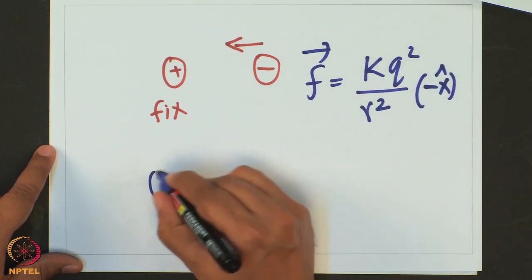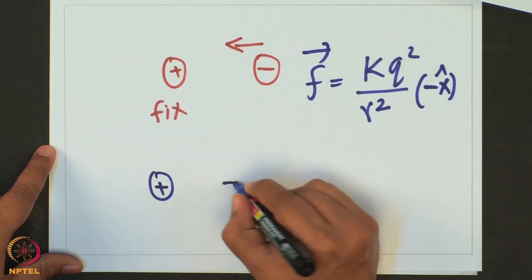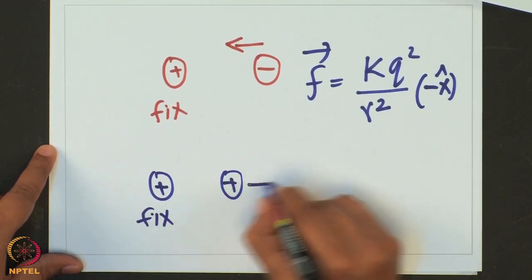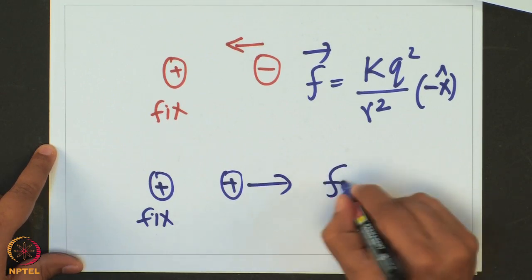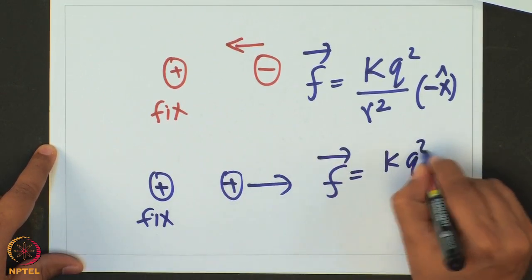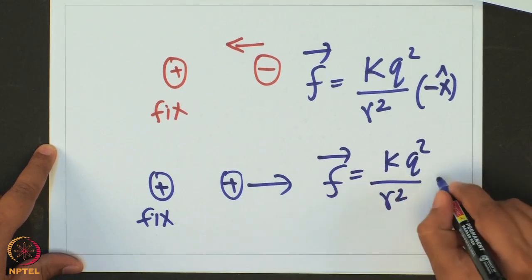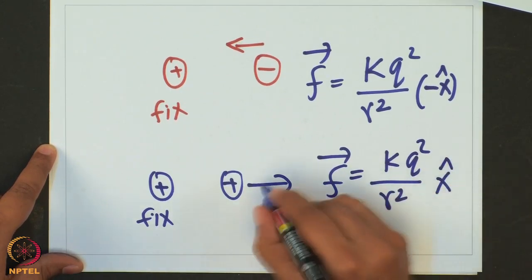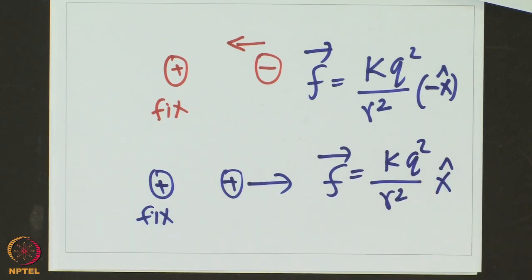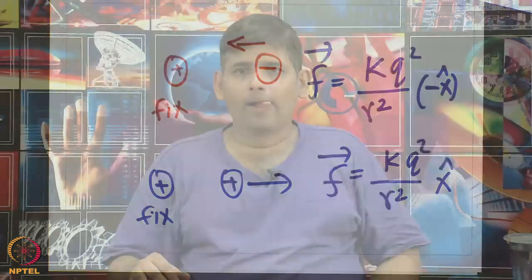Now if you take two plus charges and fix one, the other will move in this direction and the force will be repelling, and that force again can be written as q square by r square along the x direction. It will be along the x axis. So this will be written as x cap. So these are the ways to represent vectors in an xy plane.